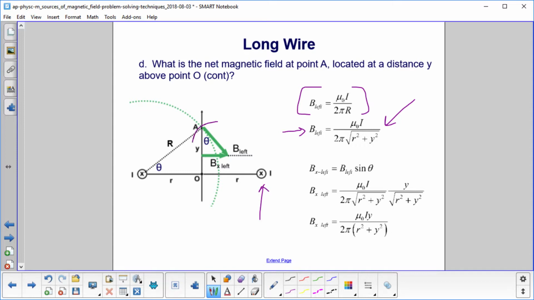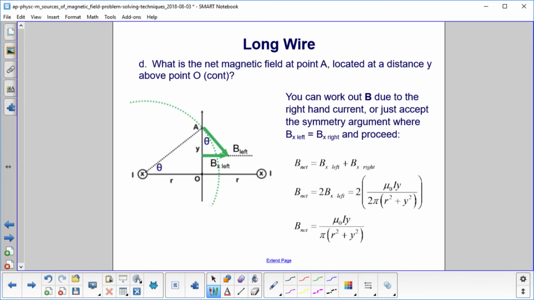So if you look at this triangle here, Bx is going to be B left, right? That's what we just found here, times the sine of this angle. It's an opposite side there. So what is sine theta equal to? Well, let's go back to our original triangle. And once again, let me erase. A lot going on here. Sine is opposite over the hypotenuse. So it's going to be y over the square root of r squared plus y squared. We put that in there. We substitute in for B left, do a little algebra, and this will be our magnetic field in the x direction from the left-hand wire.